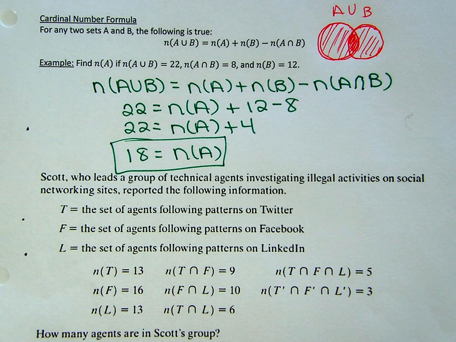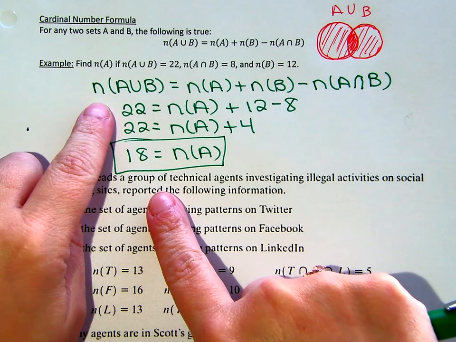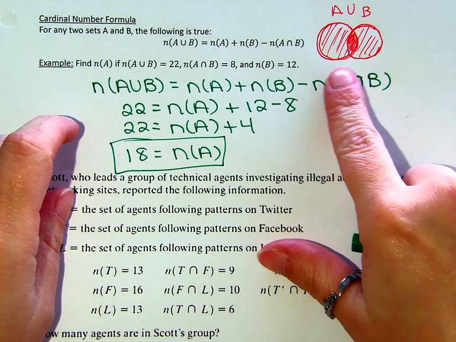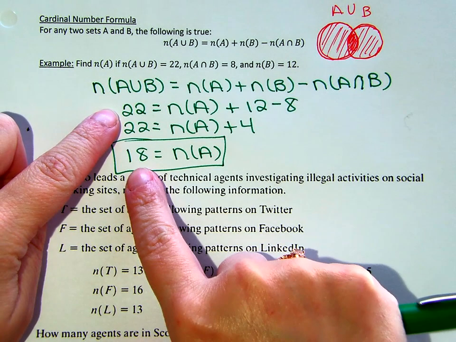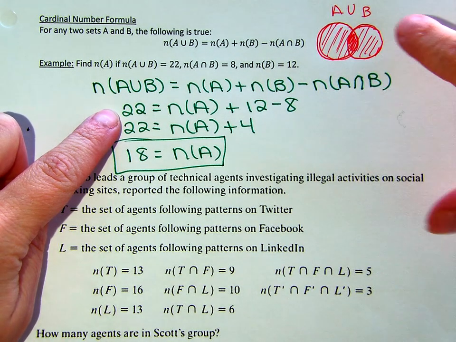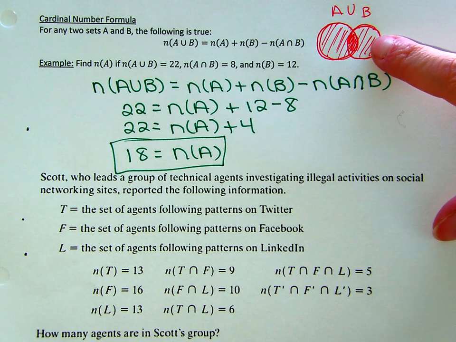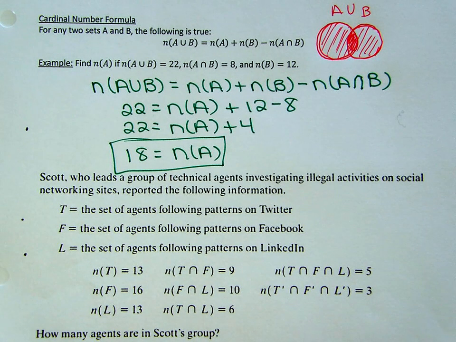So you can even look at this and come up with some information. If the cardinality of the union of these two sets is 22 and A all by itself has 18, that means there's only 4 elements over here in B that don't also live in A. So you can come up with other pieces of information based on this. Questions on how we use the cardinality formula? Plug and chug.